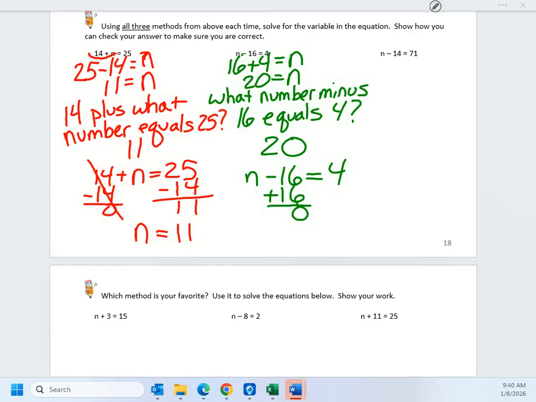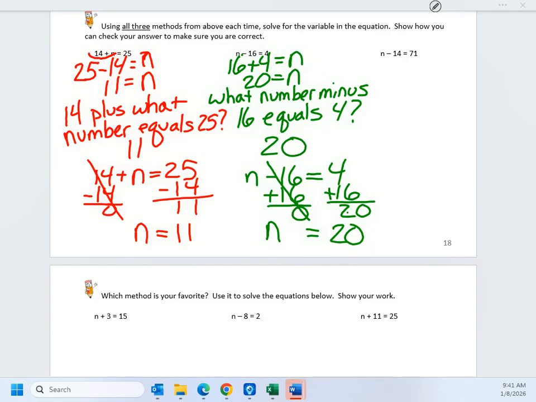Whatever I do to one side, I have to do to the other side. What is 4 plus 16? Everyone? 20. Now I bring down what I haven't used yet. I haven't used n yet. Minus 16 plus 16 zeros out. I don't need to bring that down because n minus 0, n plus 0, it's still just going to be n. And that equals 20. So we get the same answer for all those methods.